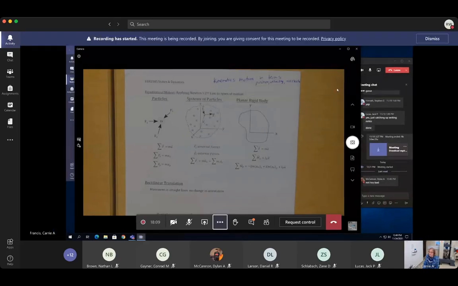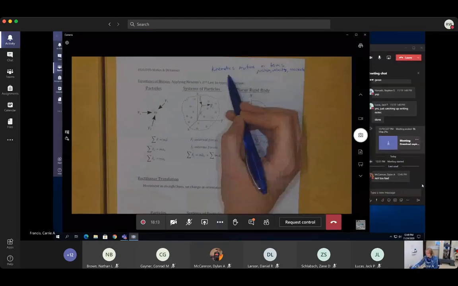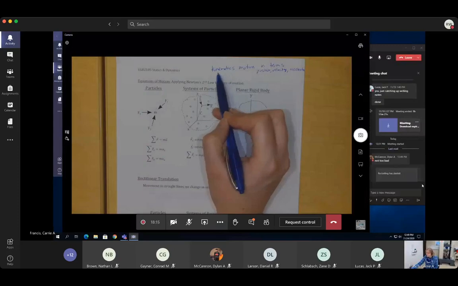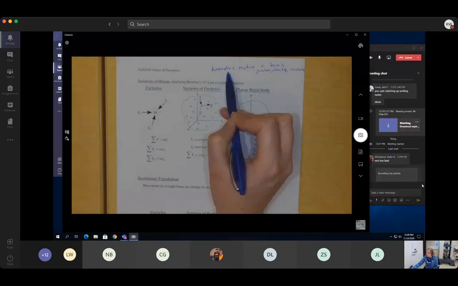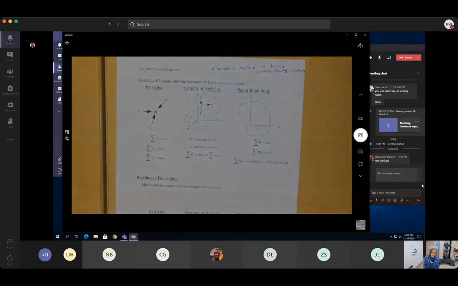I'm going to go ahead and start recording this. But up to this point, we've mostly looked at motion in terms of kinematics. And so we haven't really worried about the forces involved. So functionally, we're a couple of weeks behind where we should be right now, but we're going to try and get through as much as we can.